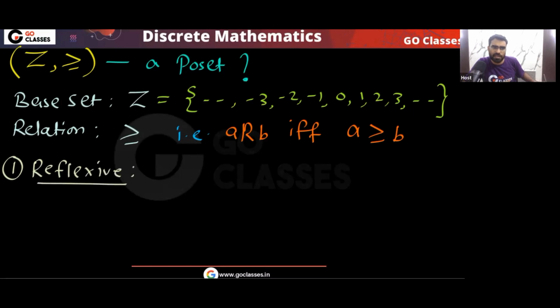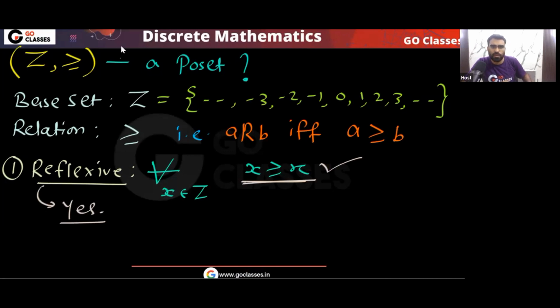Tell me, is this greater than or equal to a reflexive relation on the set of integers? Yes, this is a reflexive relation, because for every integer I can say that x is greater than or equal to x. So definitely the reflexive property is there. Yes or no?